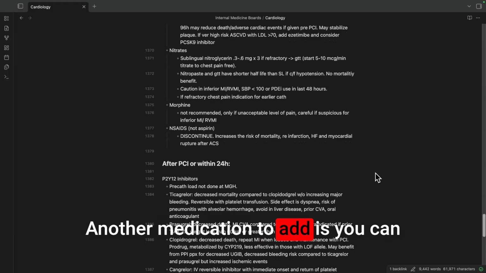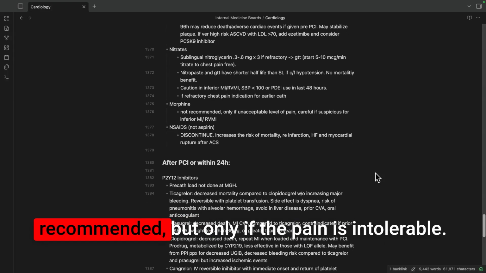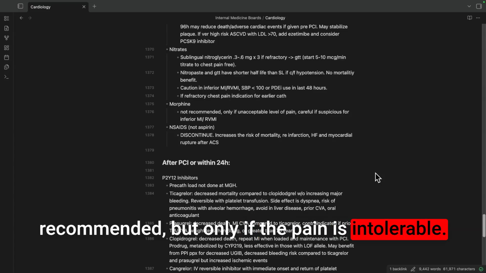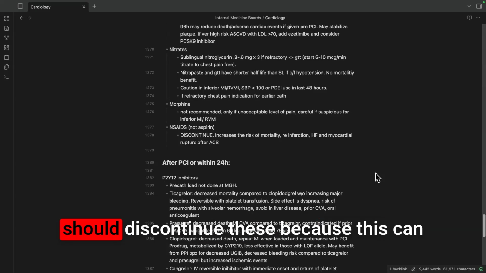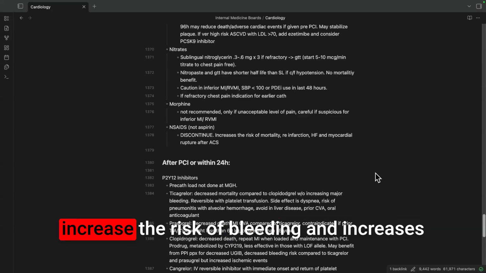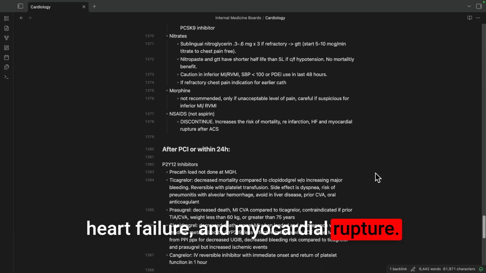Another medication you can consider adding is morphine, but this is not recommended, only if the pain is intolerable. And then NSAIDs that are not aspirin, you should discontinue these because this can increase the risk of bleeding and increases the risk of mortality and reinfarction, heart failure, and myocardial rupture.